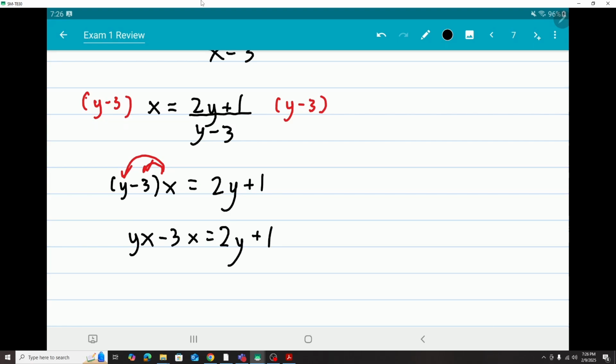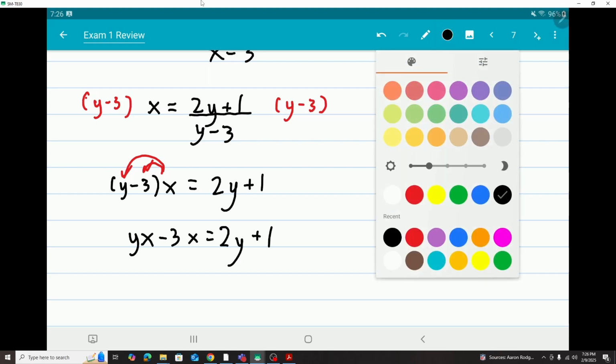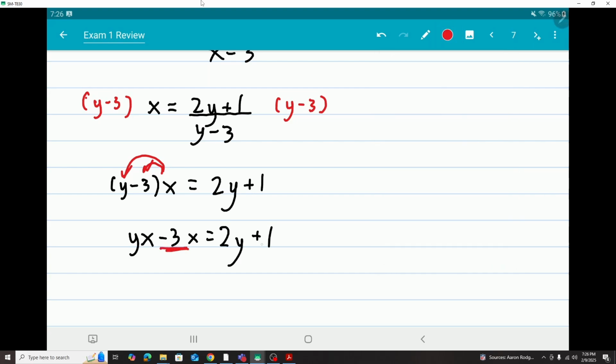And now we're still on the same mission. We want to make sure that all the y stuff is by itself. So I look and I say, what doesn't have a y? Well, this 3x doesn't have a y. The plus 1 doesn't have a y. So they can go on a side together. I'm going to add 3x to both sides.